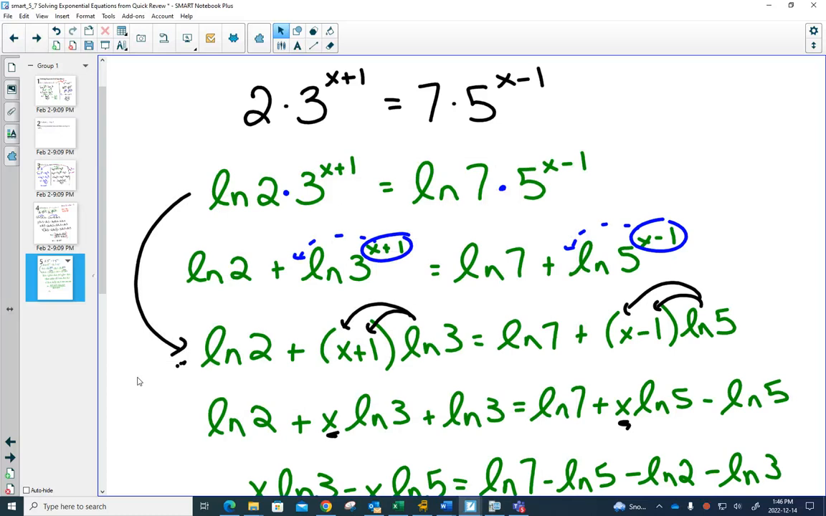So let's turn to page 420 in section 5.7.